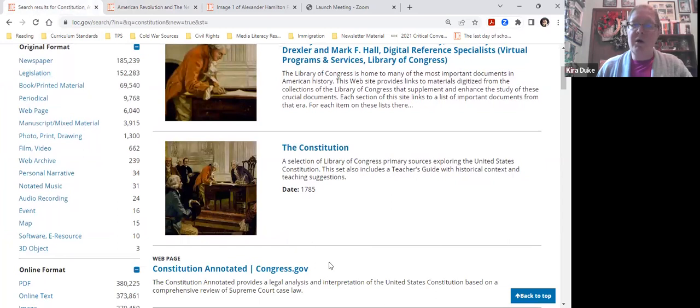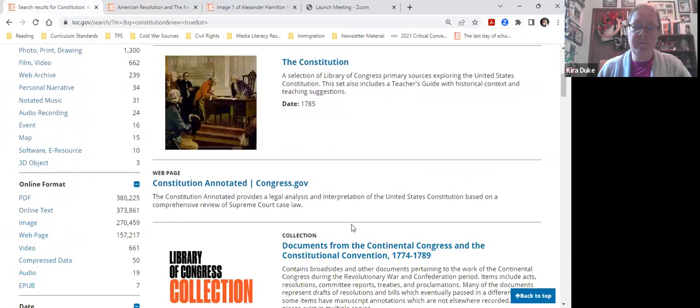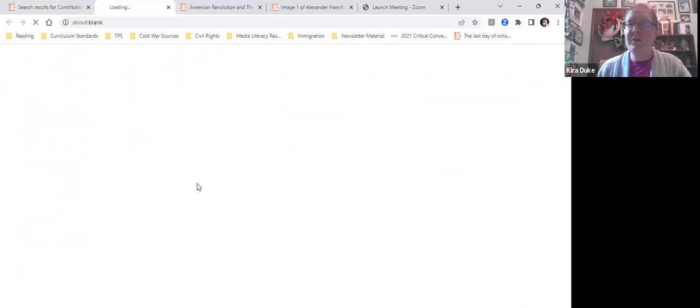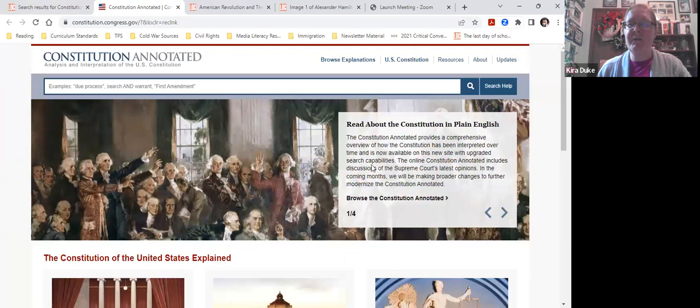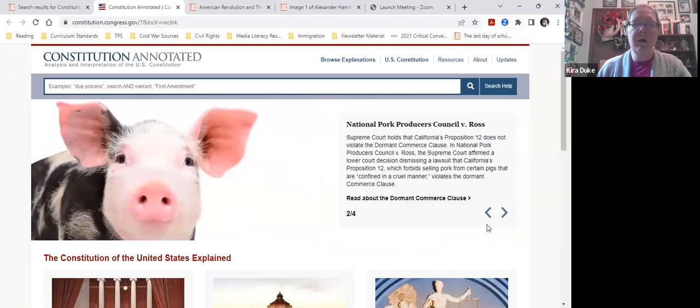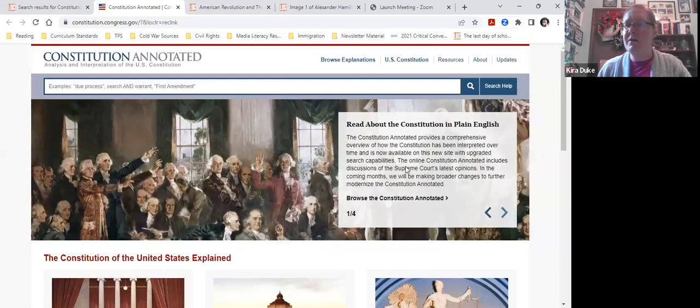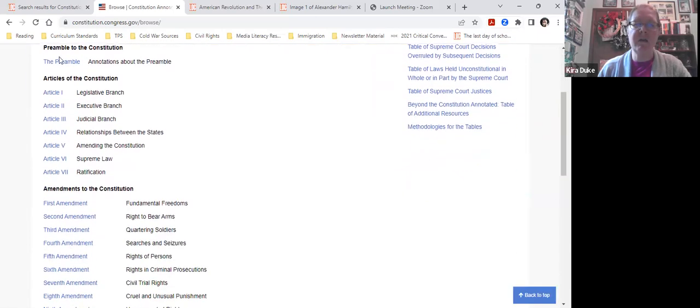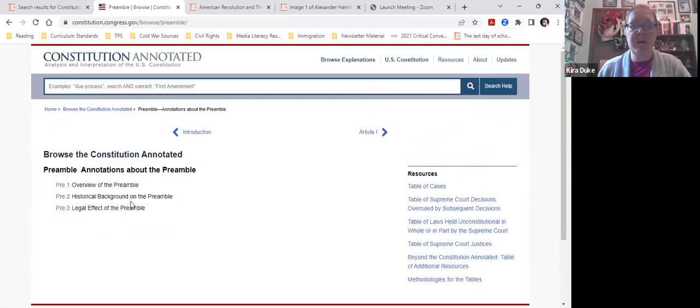All right, so the next thing, of course, this right here is going to be that primary source set that we looked at earlier. Then I mentioned to you guys, of course, that there is an annotated version of the Constitution. And so this is available through congress.gov. And it is going to be, of course, the first thing they highlight here. So we can browse this and you can see, again, here we have the preamble.